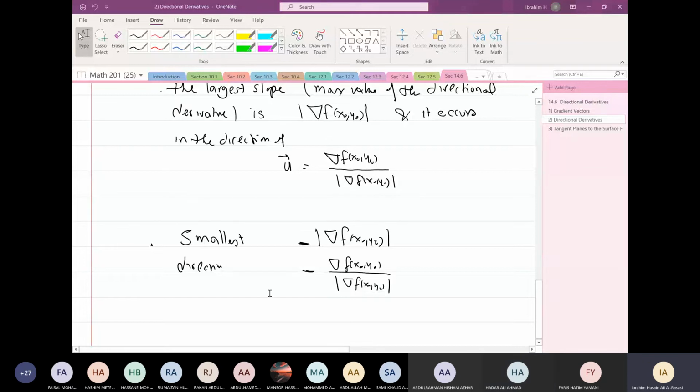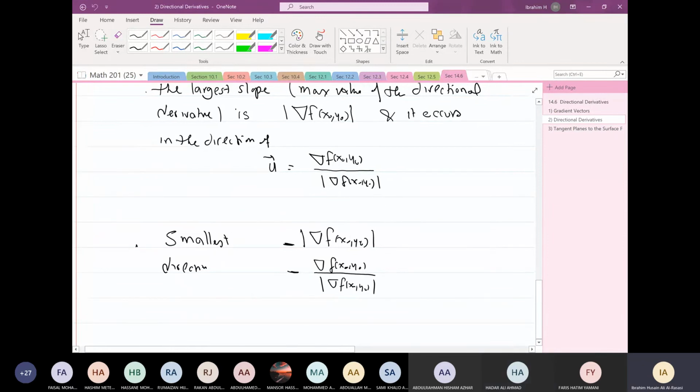I will leave the example for you to read in the notes, but I will now explain why this is the largest and why this is the direction. The example is a direct application of the formula. So let me explain why this is the answer.